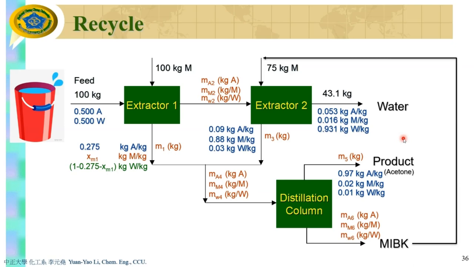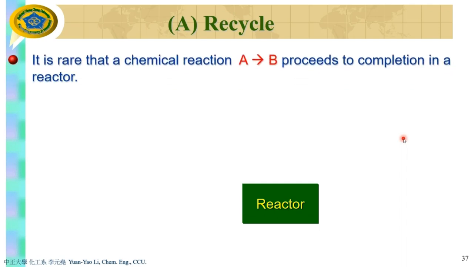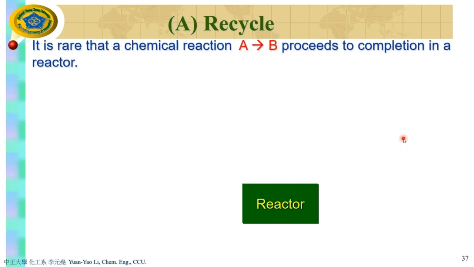It's not, you know, paper recycle or water recycle. This is the product. This is MIBK recycle. So normally, how do you write a recycle stream? For example, with this reactor, it's rare that a chemical reaction A to B persists to completion in a reaction. Normally, A to B might take 1 day to complete the reaction. But you don't have time to wait for 1 day. You only have 10 minutes to wait. And in 10 minutes, the conversion rate is 80%. So do you want to wait one day or 10 minutes? Of course, you wait 10 minutes only.